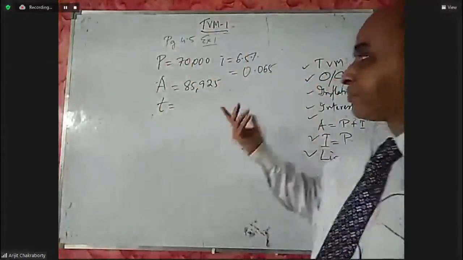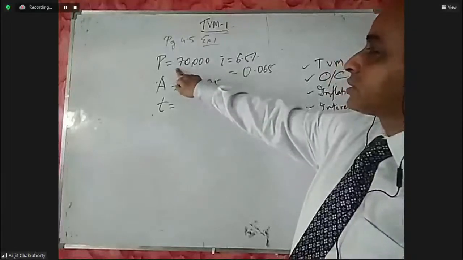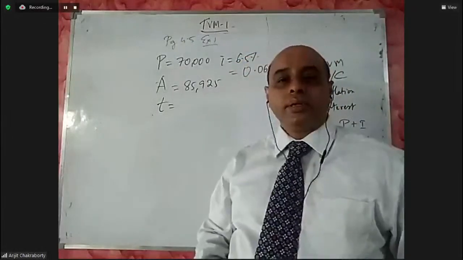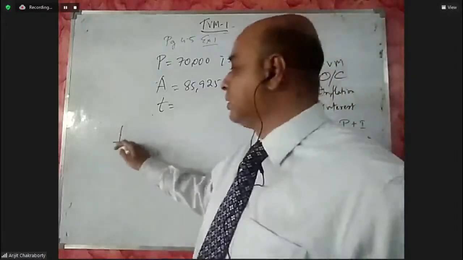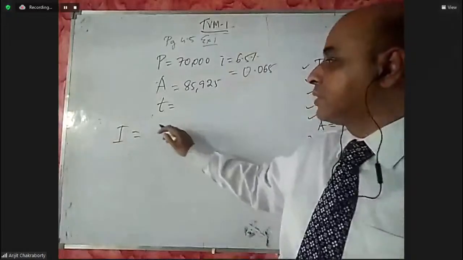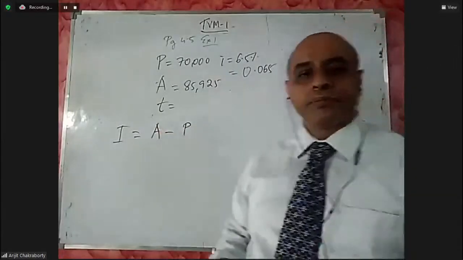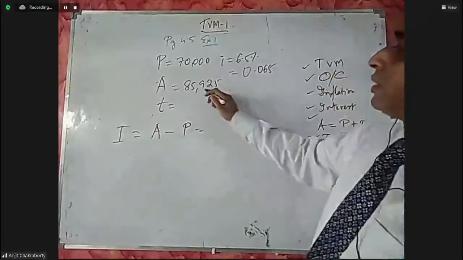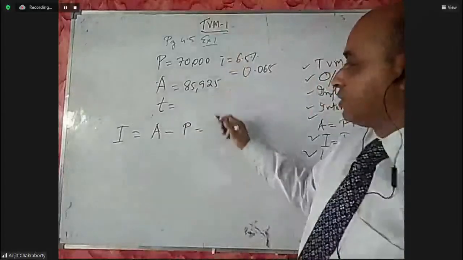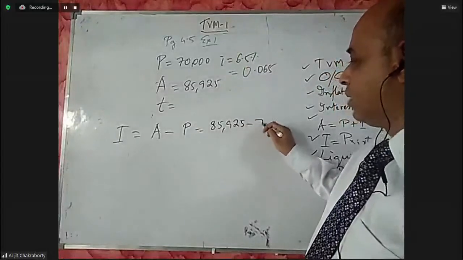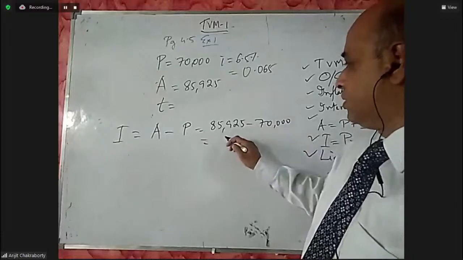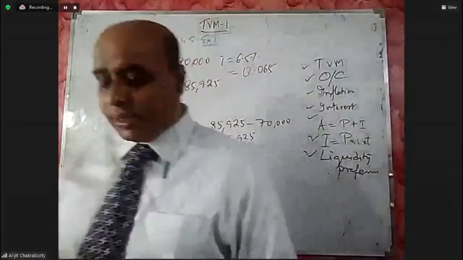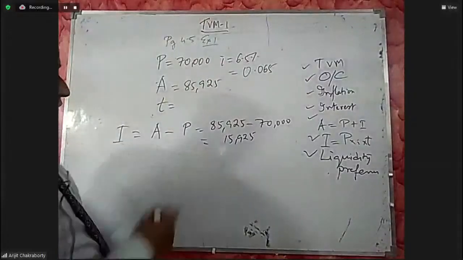So what to do? You can see that the principal is 70,000 and the amount is 85,925. Okay, so it's very simple. First, you find out the total interest. The total interest means it is the amount minus principal. You are clear? So 70,000 is the principal and 85,925 is the amount. So I will subtract 85,925 minus 70,000. This gives me 15,925. This is the interest which Rahul has earned as per this problem.